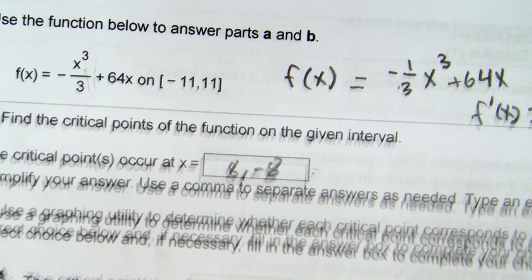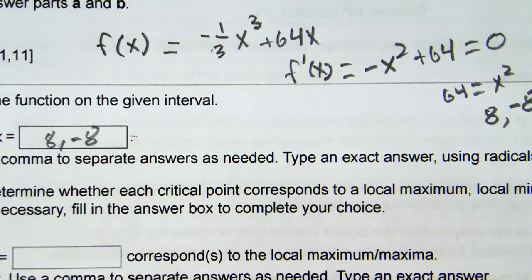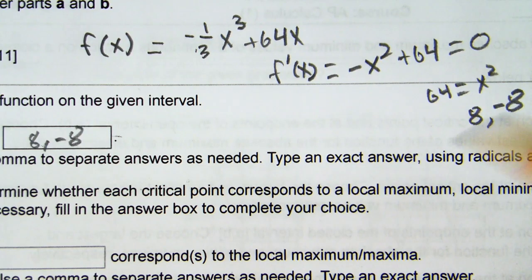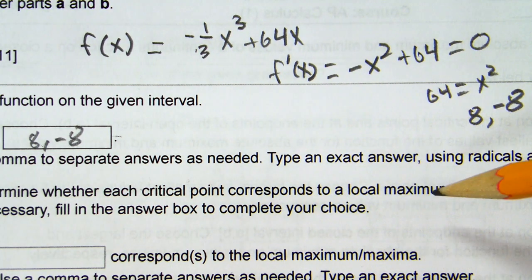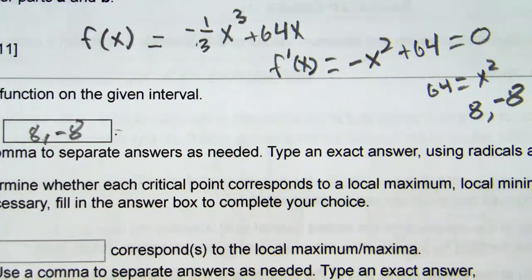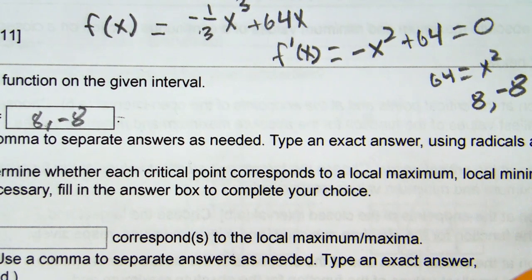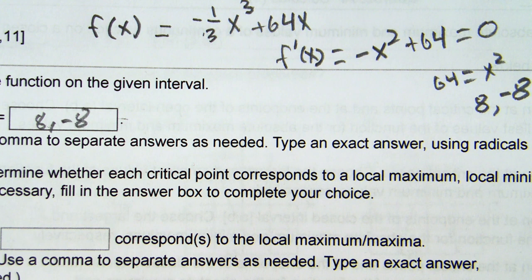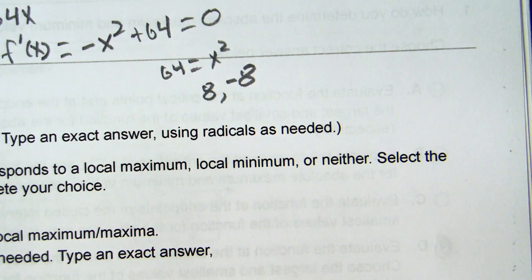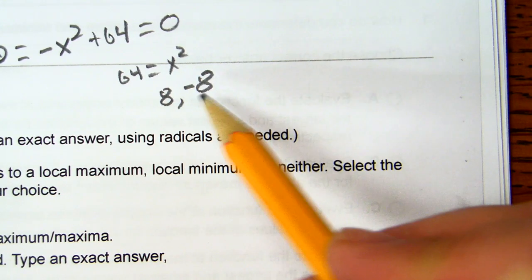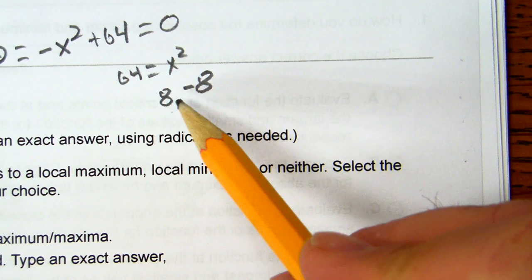Okay, B. Use a graphing utility to determine whether each critical point corresponds with a local maximum or local minimum or neither. Select the correct choice below. A lot of you have graphing calculators. That's not going to be a question tomorrow. But I do expect you to tell me whether 8 and -8 are maximums or minimums.